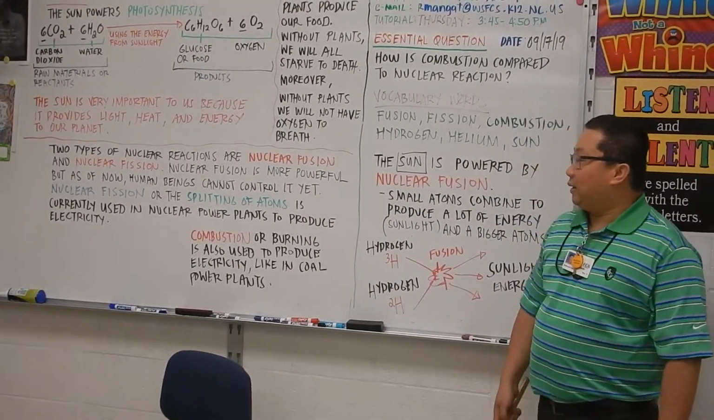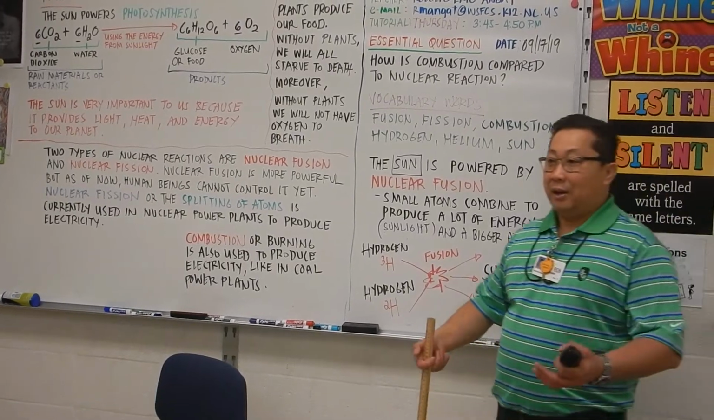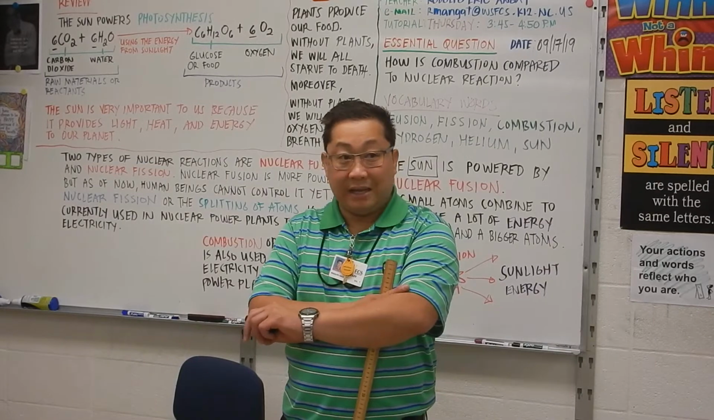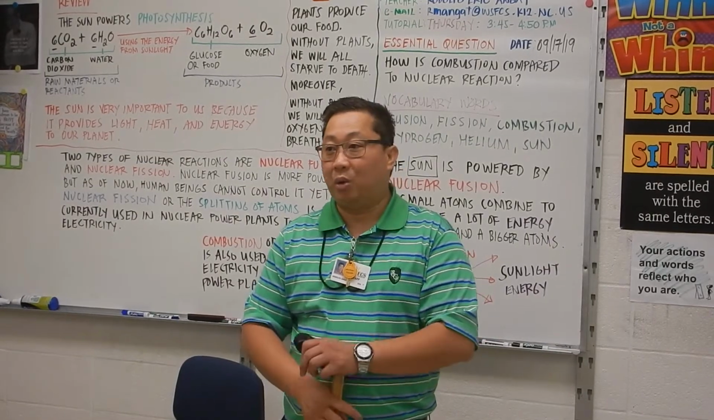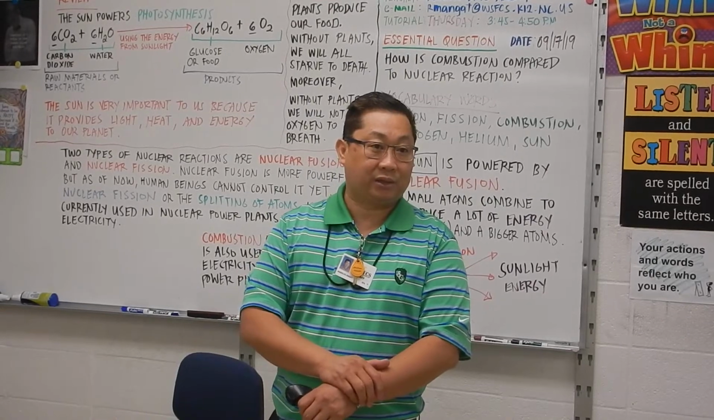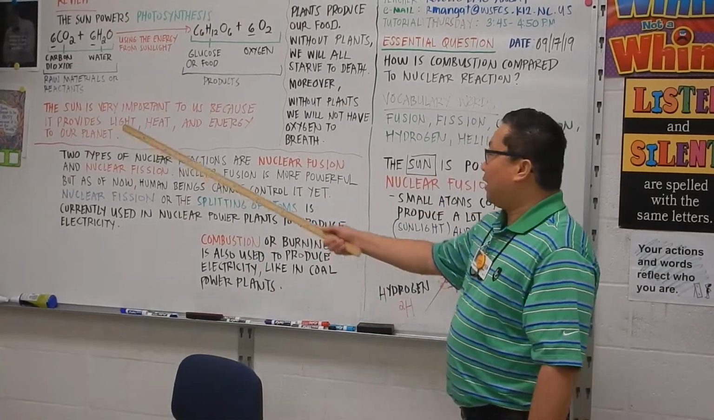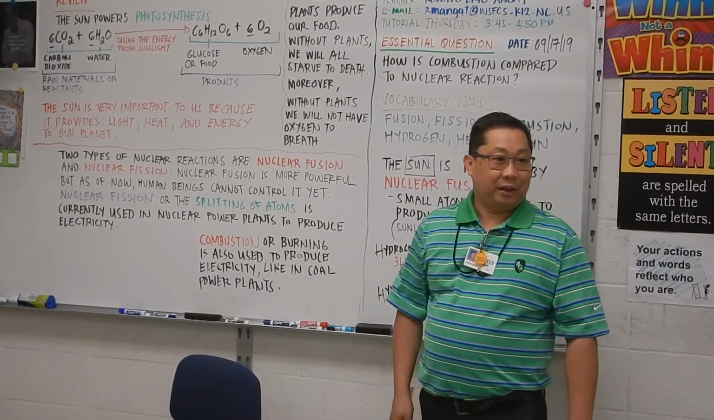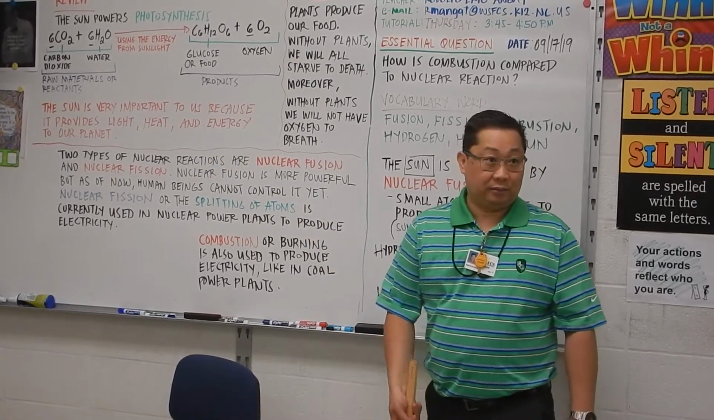Another benefit that we get from sunlight is that our skin is enabled to produce vitamin D that allows our bones to be strong. So the sun is really important to us. It provides us light, heat, and energy. But what powers the sun?